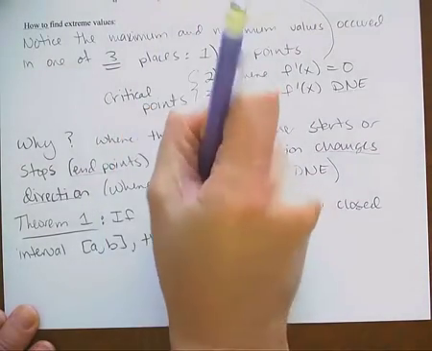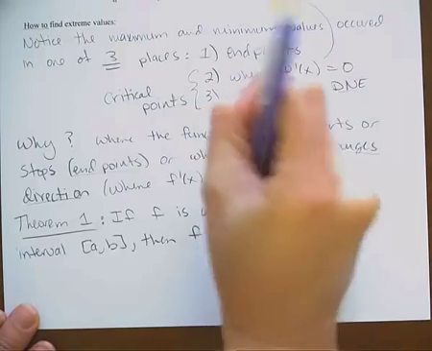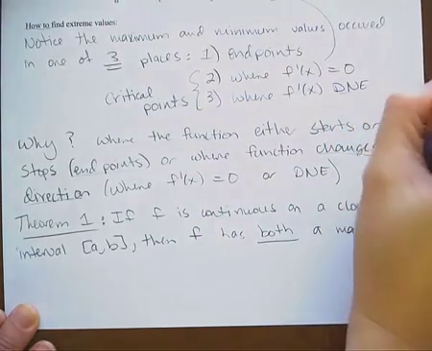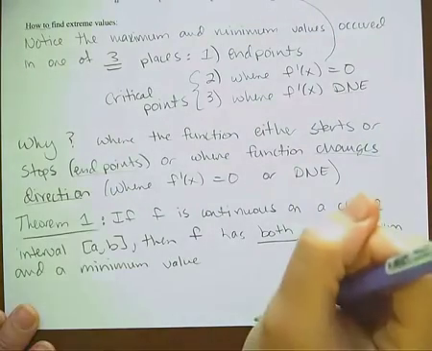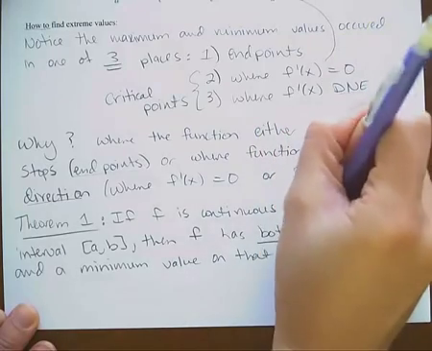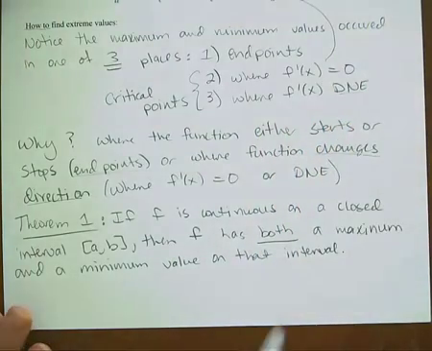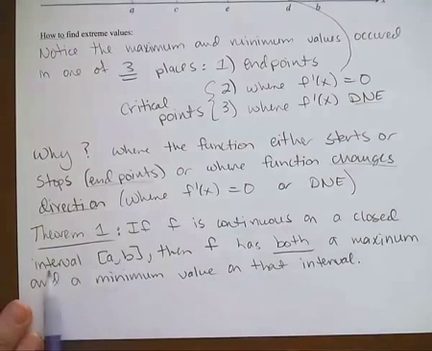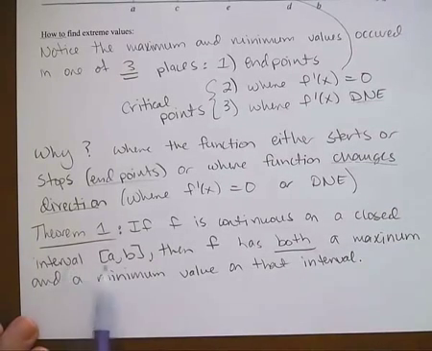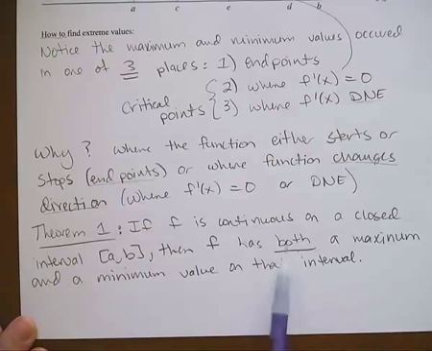then you're guaranteed to have both. F has both a maximum and a minimum value on that interval. Now, if the function is not on a closed interval, then you're not guaranteed either one of these. Sometimes a function has neither because it's not on a closed interval. But if it is on a closed interval, then you're guaranteed to have both. It will have one of each at least, if not more.